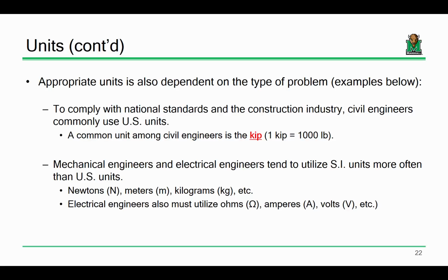In the case of civil engineering, like construction, we talk about thousands of pounds, and a KIP is 1,000 pounds. And that's because the strength of concrete and the strength of other materials that's used in construction is most appropriately described in terms of thousands of pounds. In the SI unit system, there are newtons, meters, kilograms, and so on. And electrical engineers have to work in units of ohms, amps, volts, and so on.